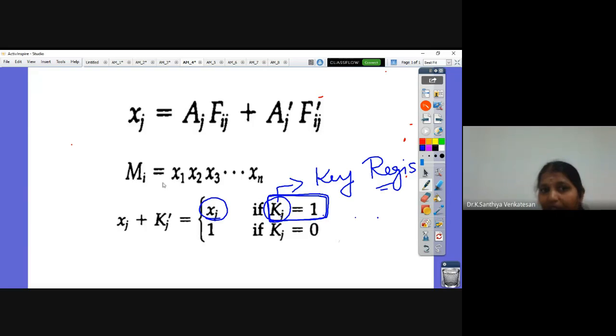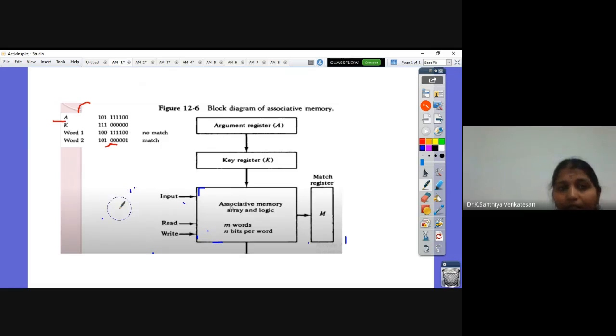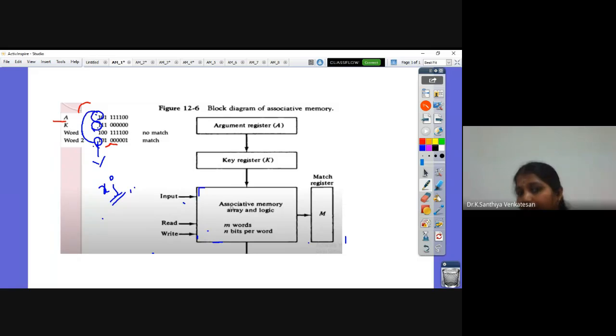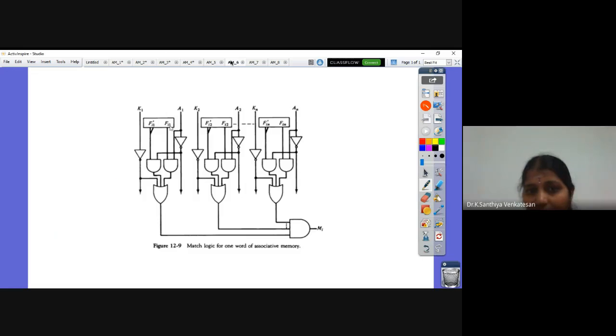When the particular bit matches, say for example, where is that example? Yeah, see here. The first bit in my kj is 1. In that particular case, I'll go and compare this aj with the memory word. If both are 1, then I'll return xj, which is nothing but the corresponding bit. Only if both the bits are 1, corresponding to the bit in the key register.